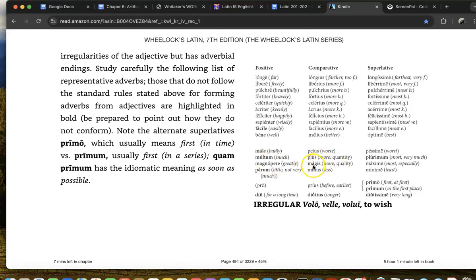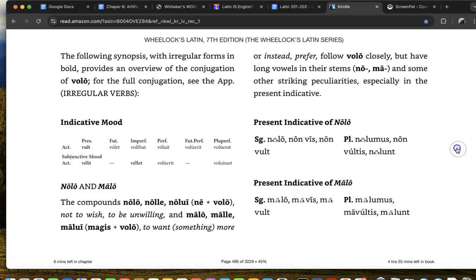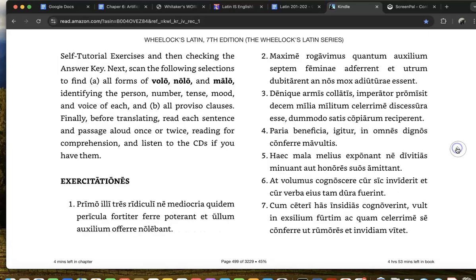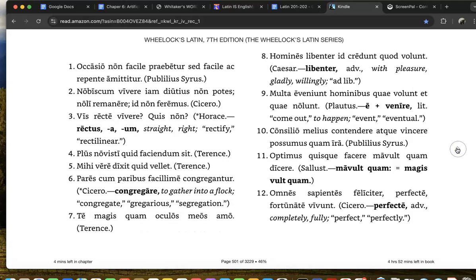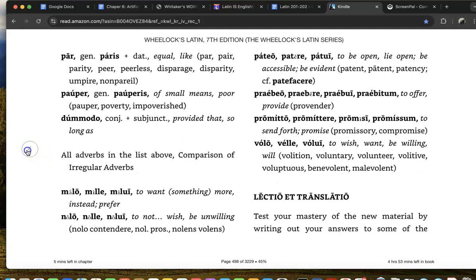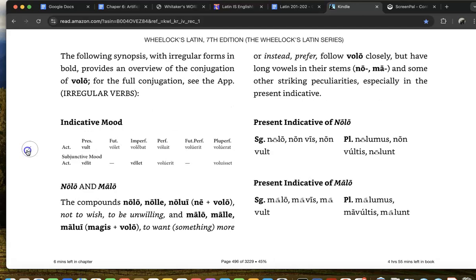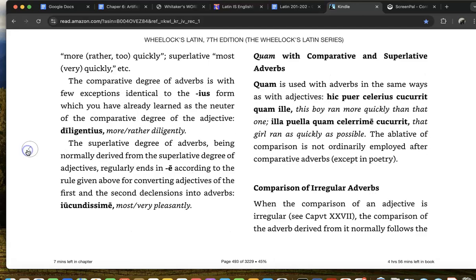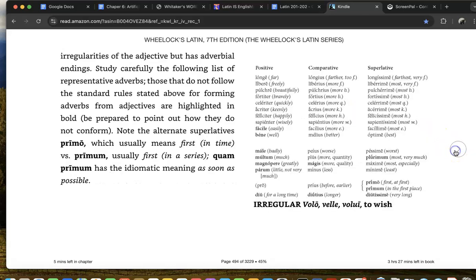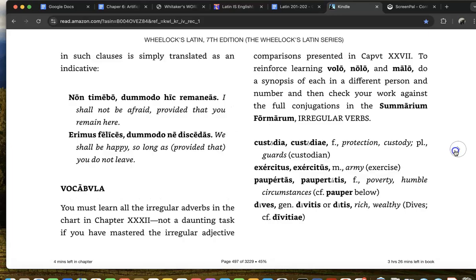Yeah, right here. So more, indicating quality. And then we also have the quam, which also is another grammar point noted in your chapter. Let's go back here and show it to you. So here's the quam. And it's used in adverbs to indicate more. And so we have that as well, making a comparison.